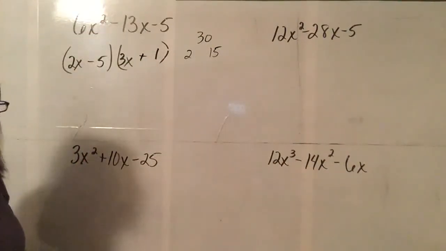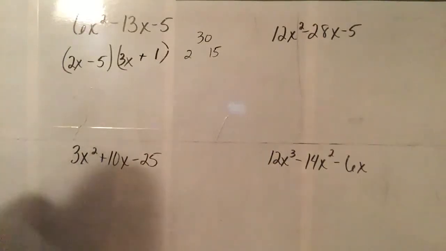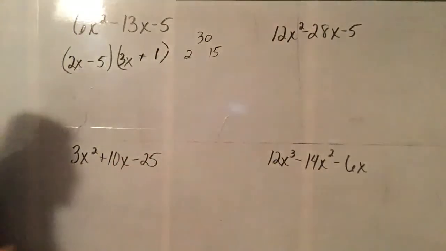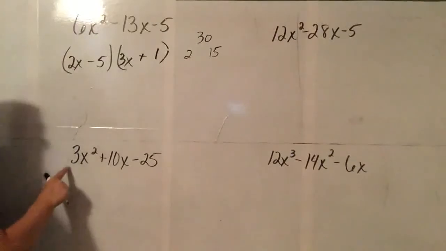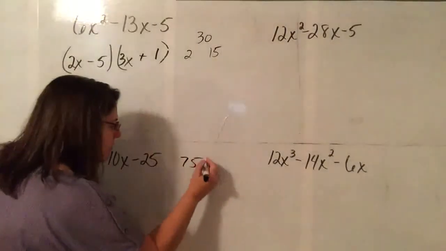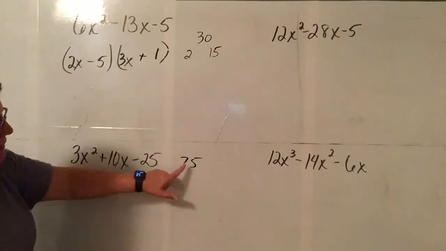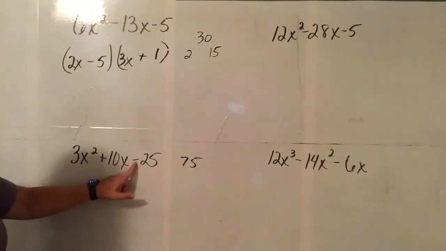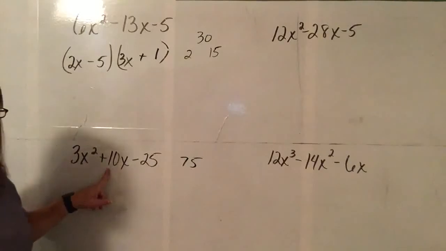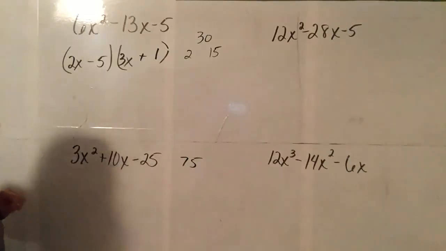Okay, let's do another one. Looking at this one. Nothing comes out of the whole thing. Got to check for that first. 3 times 25 is 75. We are looking for factors of 75 that subtract to give you 10.